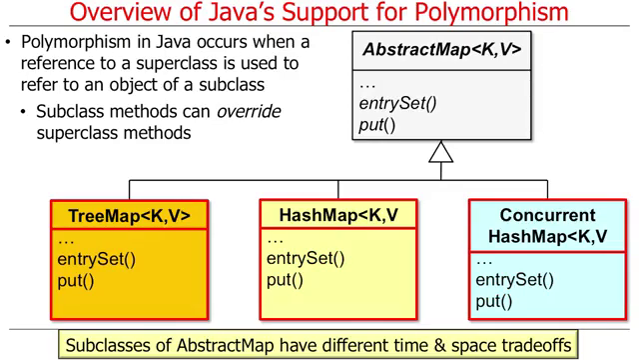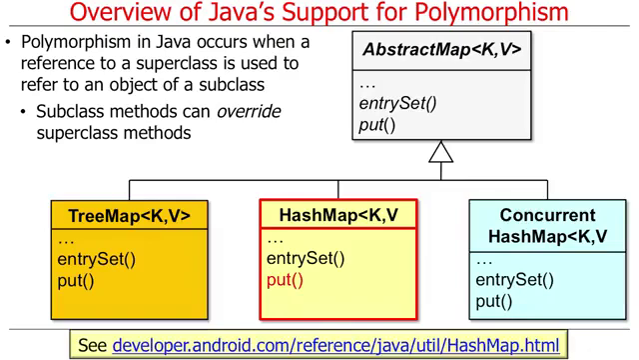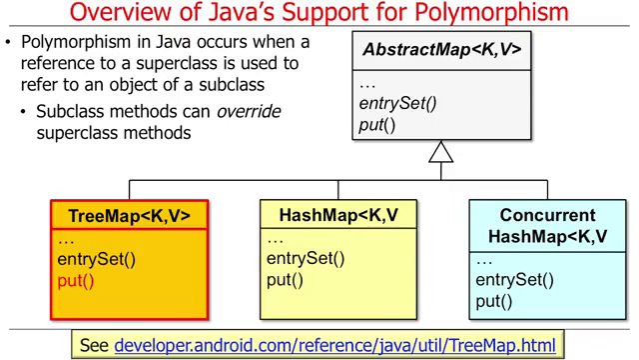For example, HashMap's implementation of put uses a hash function and an array of buckets to resolve collisions, which is suited for apps that want good performance in average and best cases. In contrast, TreeMap's implementation of put uses a balanced red-black tree data structure, which is suited for apps that want consistent performance even in the worst case.